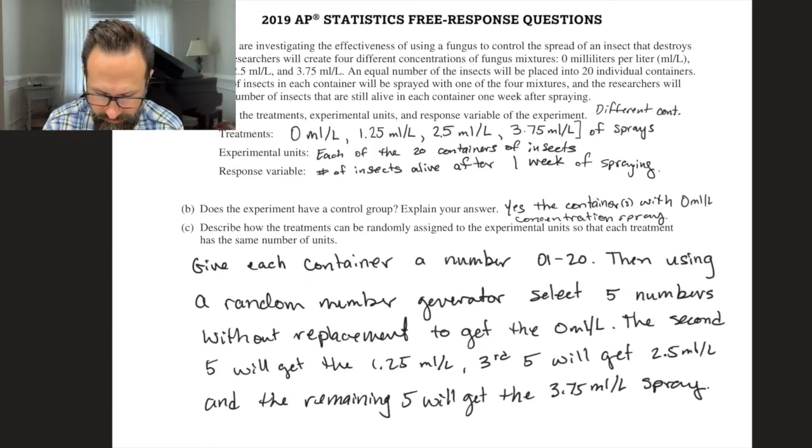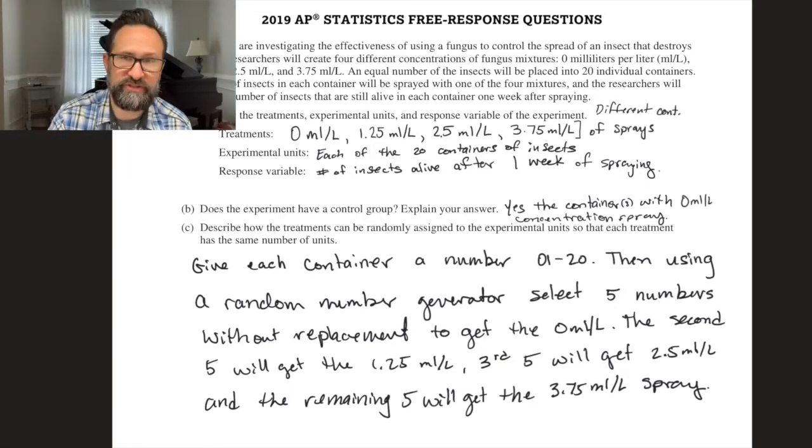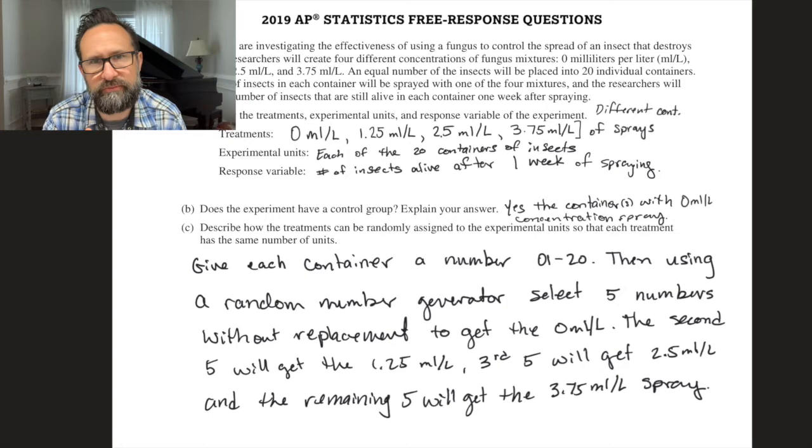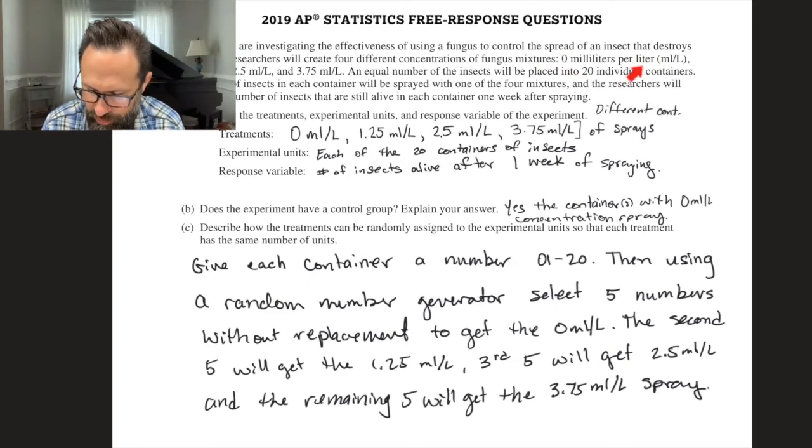Okay, part B, does it have a control group? Well, is there a placebo, or is there a fake dose or a 0 level dose that they're going to be implementing? In that case, they would have a treatment or a control group. In this case, they do. They tell you that you have a 0 milliliter per liter, right? Which means that there is no spray. It's just water or whatever going into that container.